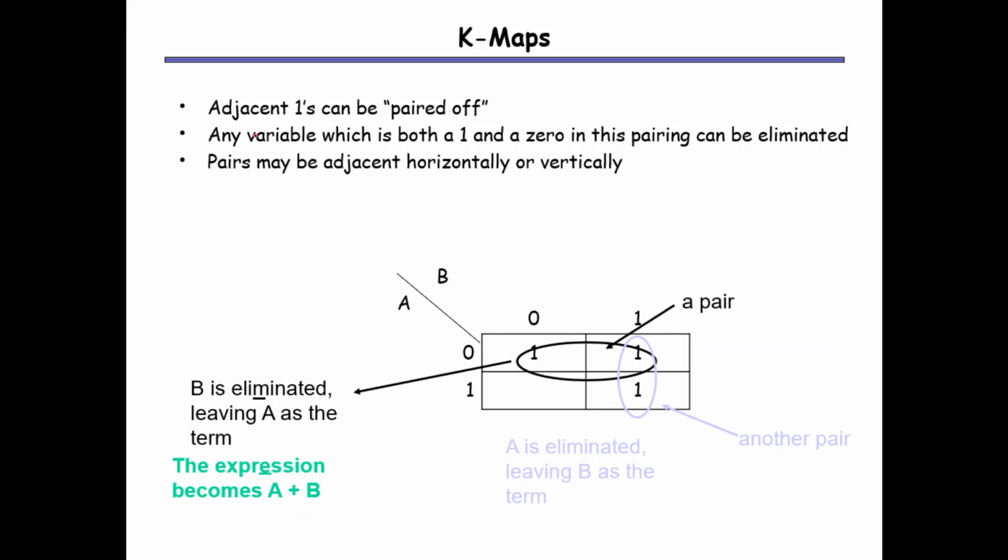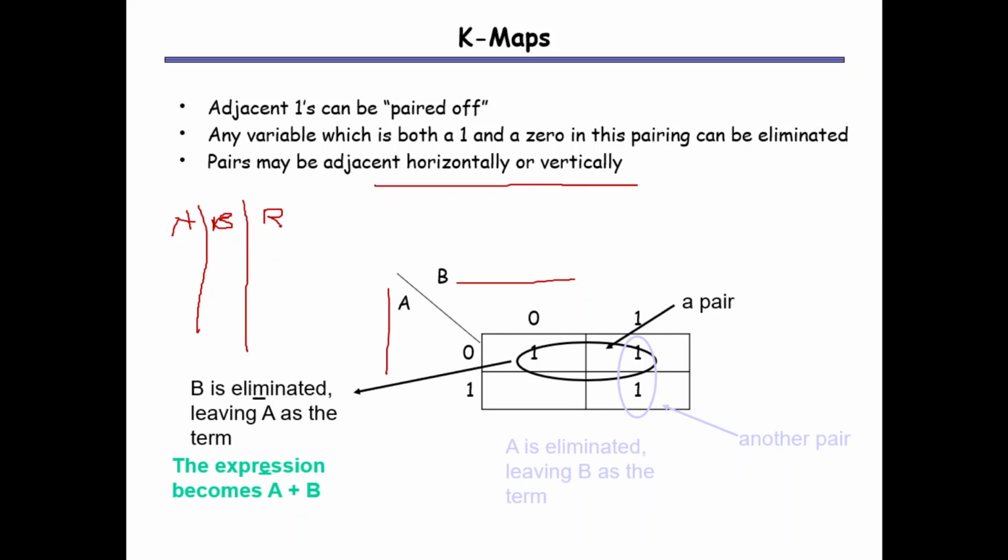The 1s can be paired off. Any variable which is both a 1 and 0 in this pairing can be eliminated. The pairs, of course, may be adjacent horizontally or vertically. It's a set A and B here. B is negative, A is the minterm, so we don't have the truth table here, but we can do that right here. So with the A and B.